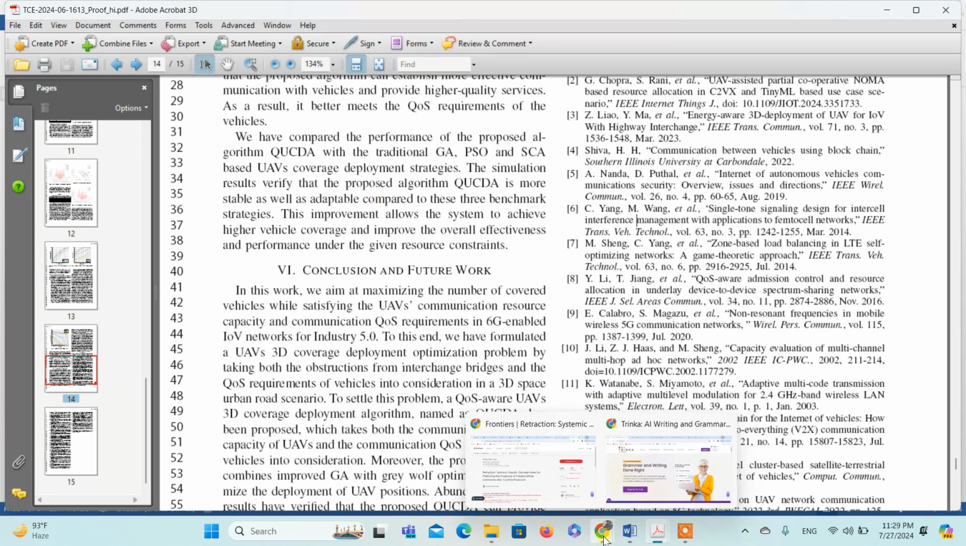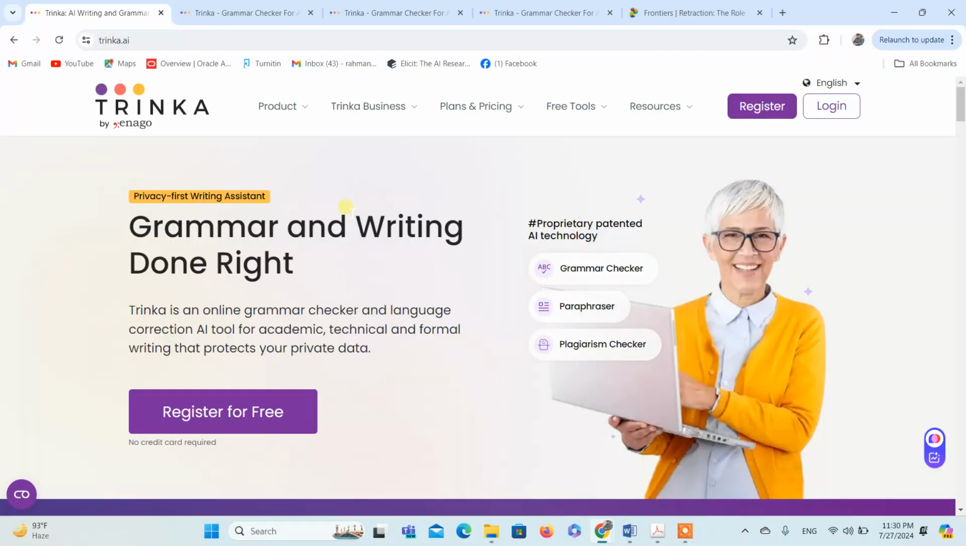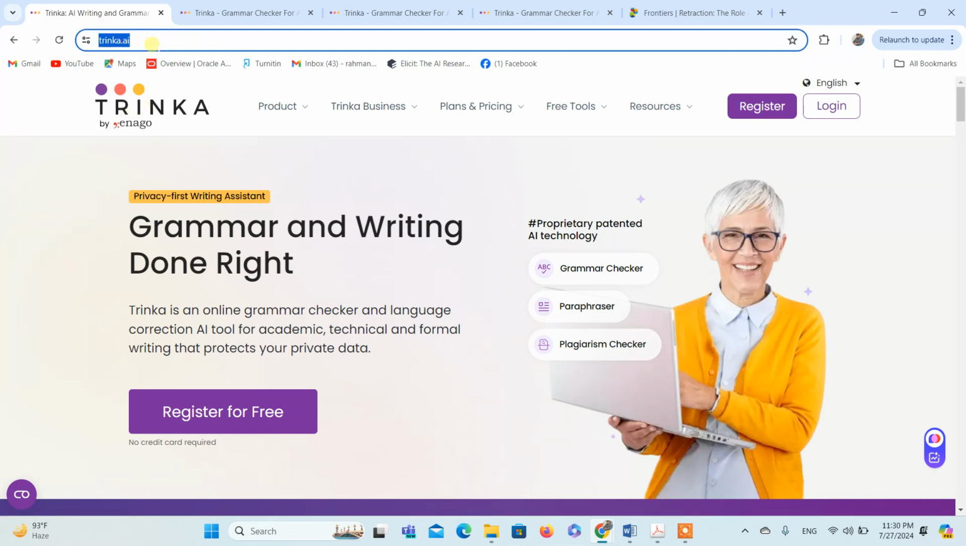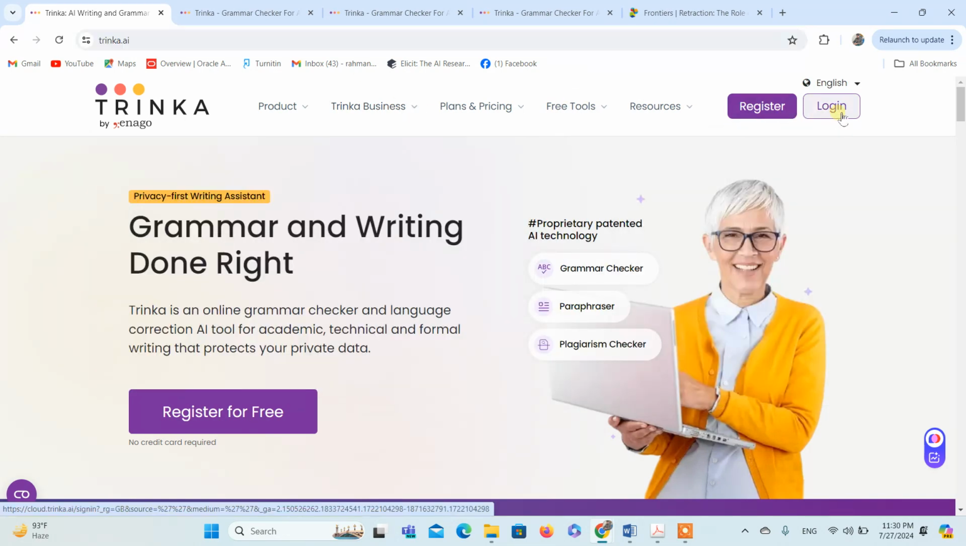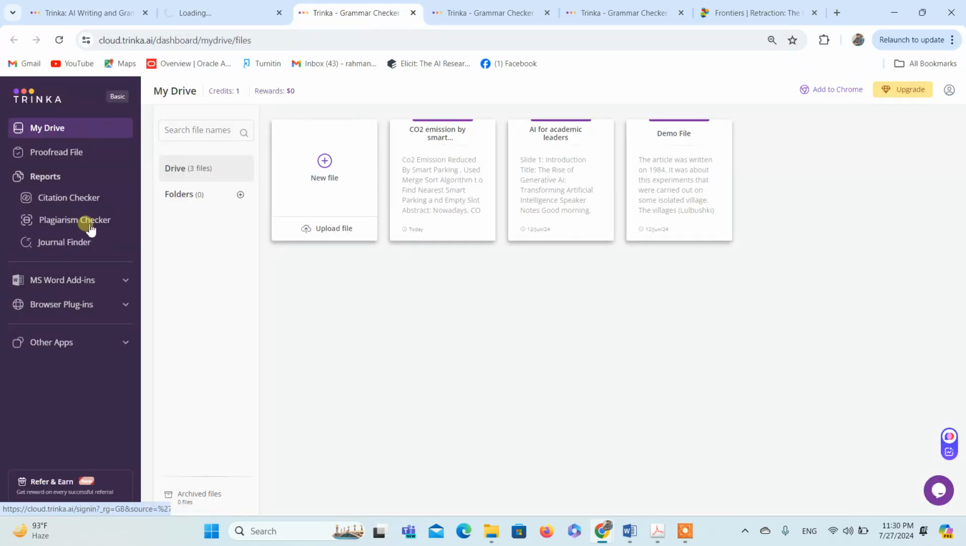But some AI applications can help us make this process easier, and one of those applications is Trinka AI. When you open Trinka AI, you have to log in, and once you are logged in, you have this interface of Trinka. There are many other assistive applications of Trinka that can help the researcher, but what we are going to demonstrate here is the citation checker.